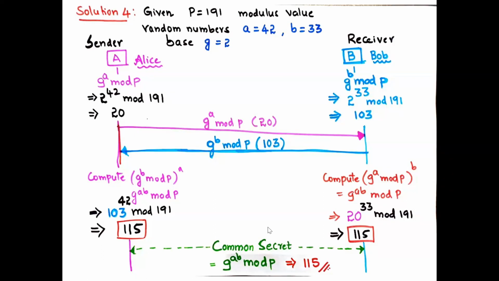This is the solution. But most of the students may be wondering how we get these values: 2 raised to 42 mod 191 as 20, 2 raised to 33 mod 191 as 103, 103 raised to 42 mod 191 as 115, and 20 raised to 33 mod 191 as again 115. So let us solve these equations separately.